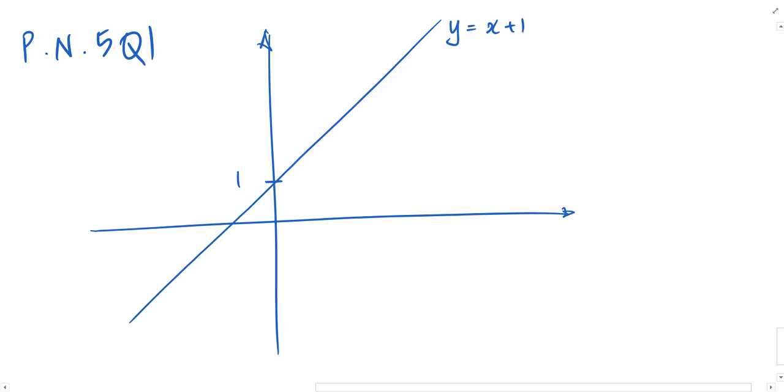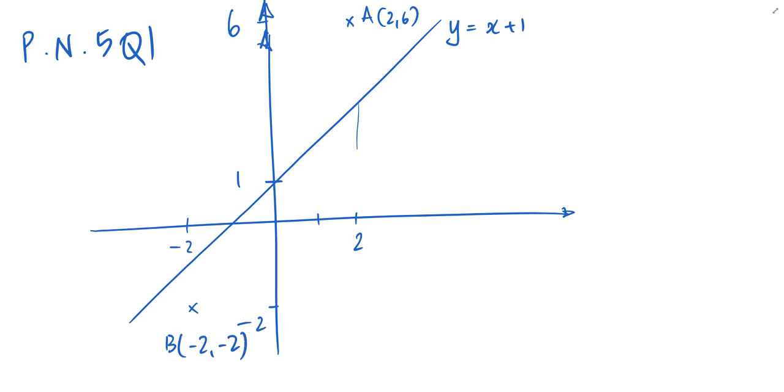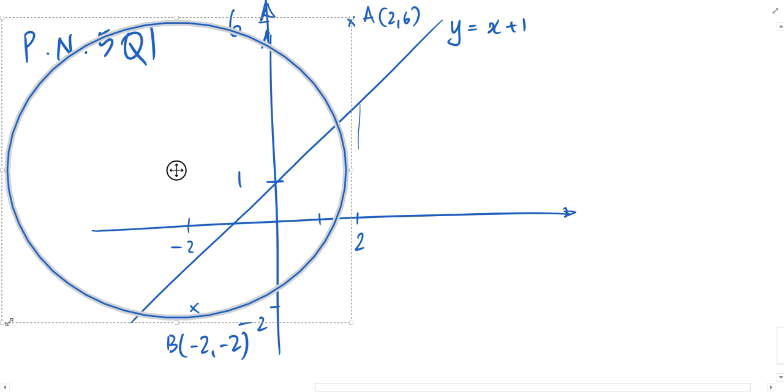Then I've got 2 points given to me, (2, 6). So if this is 1, this is 2. 6 is, okay, not enough space. Let's say 6 is here. A, (2, 6). And I've got another point, (-2, -2). I need to be able to draw a circle that passes through point A, point B, and the center is somewhere on my diagonal line.